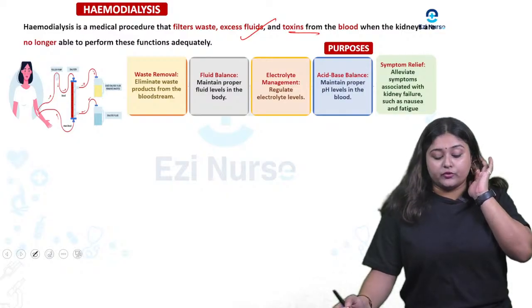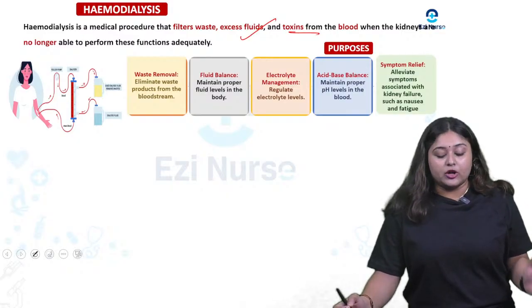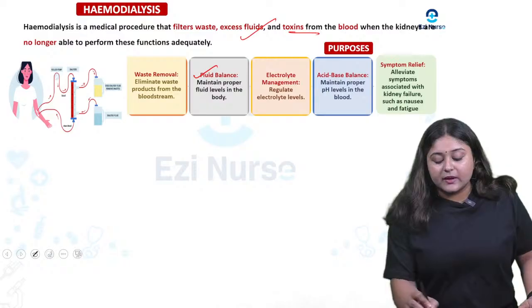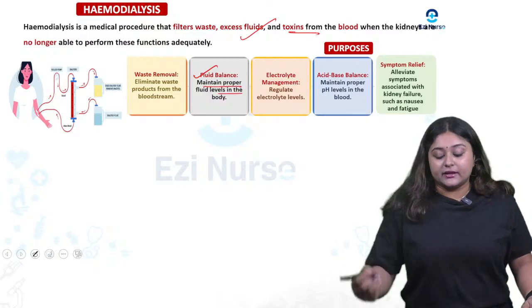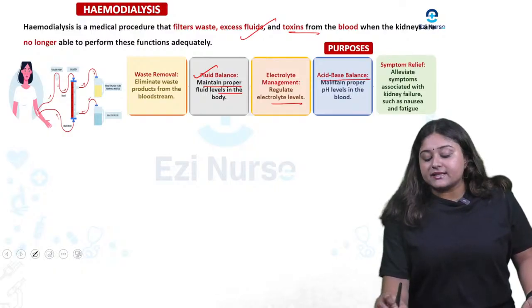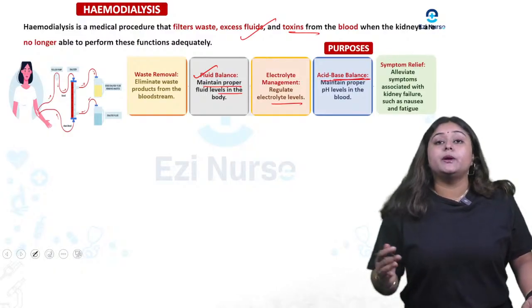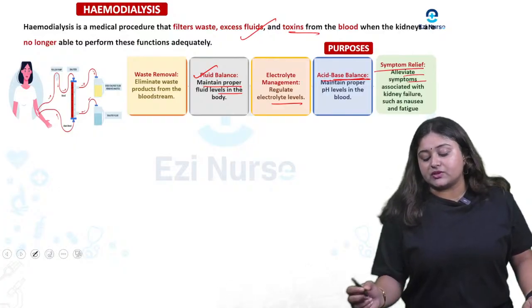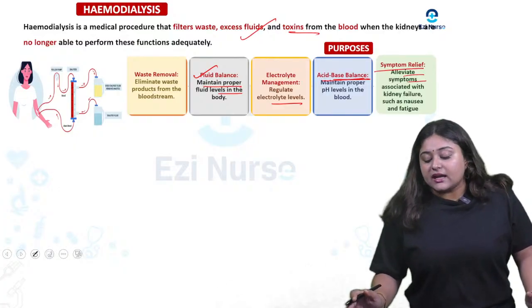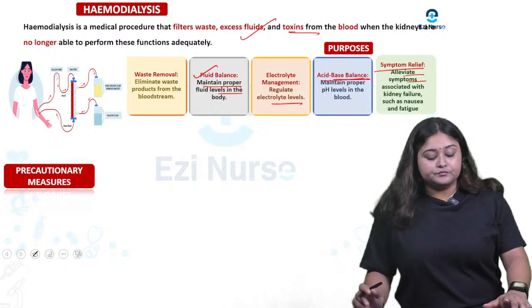First is waste removal, so eliminate the waste products from the bloodstream. Fluid balance, maintain the proper fluid levels in the body. Then electrolyte management, like regulating the electrolyte levels. Acid base balance, like maintaining the proper pH level in the blood. And symptom relief, like alleviating the symptoms associated with kidney failure such as nausea and fatigue.